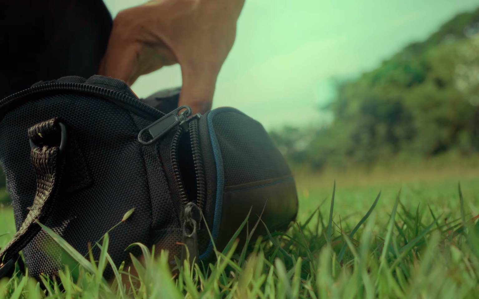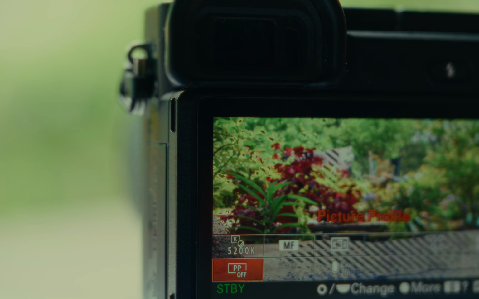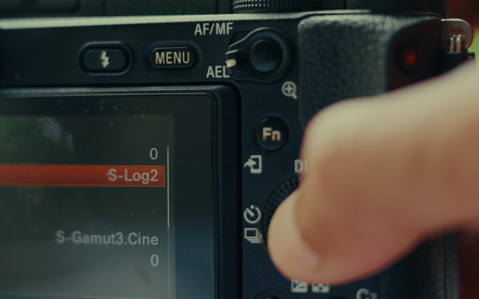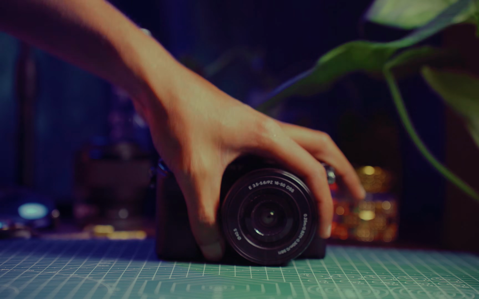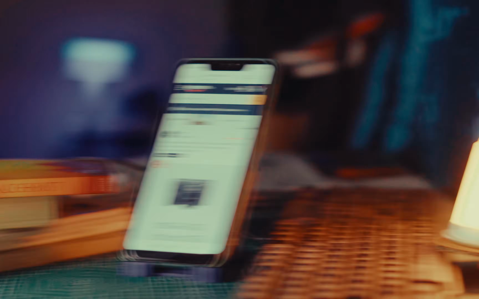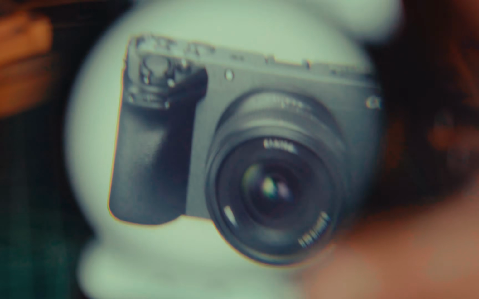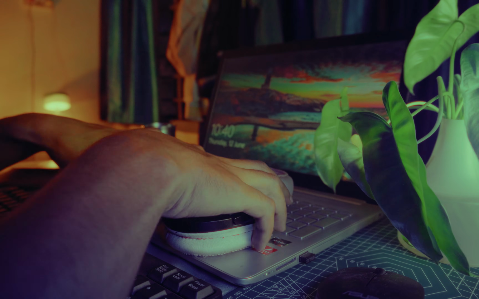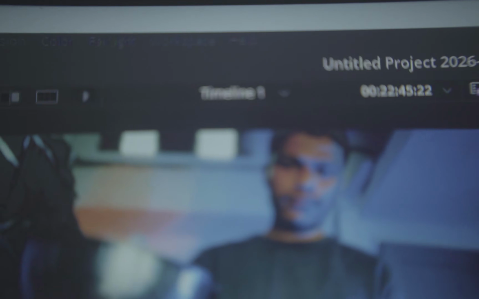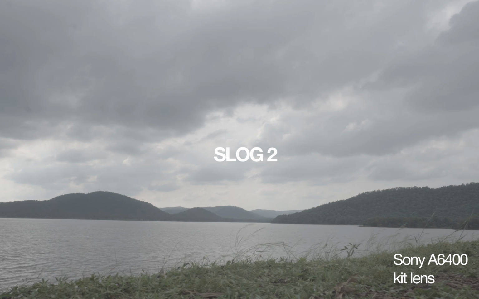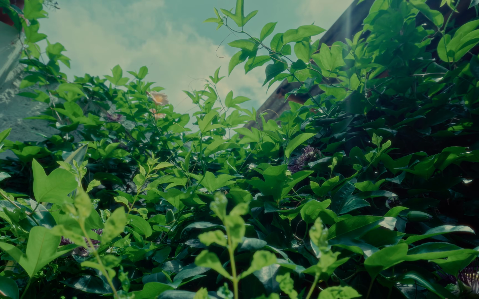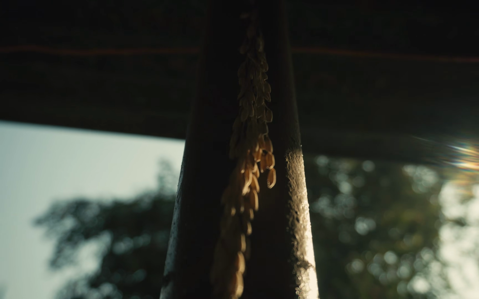Since I shoot on the Sony 6400, I usually use S-Log2 instead of S-Log3. The 6400 records 8-bit footage, and while S-Log3 offers more dynamic range, it can be harder to grade and may introduce issues like banding and unstable colors. S-Log2 gives me a safer balance between dynamic range and flexibility.